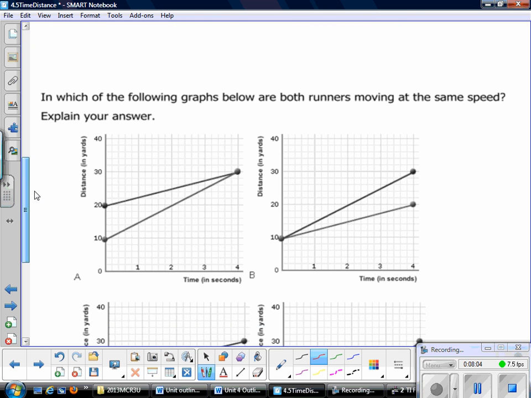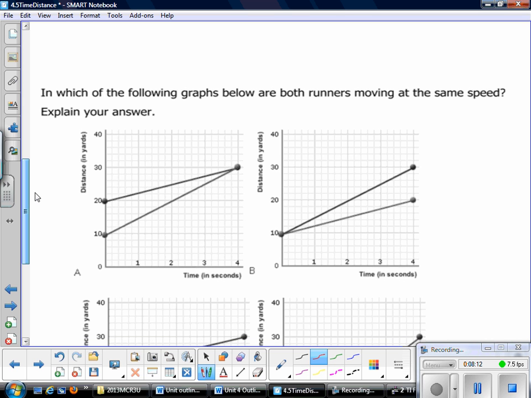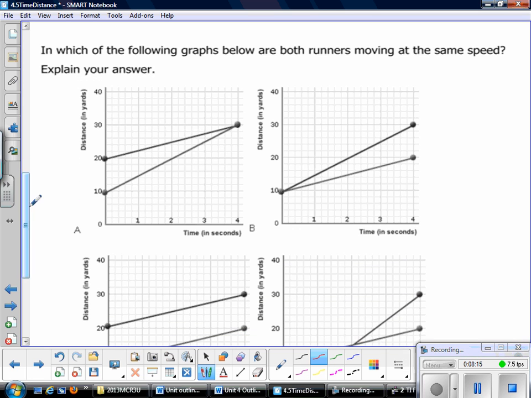It says, in which of the following graphs below are both runners moving at the same speed? Explain your answer. Okay, same speed. Well, let's just talk about each one of these graphs. This one started at 10, this one started at 20. They both ended up in the exact same spot at 4. So obviously one got a head start and still got there at the same time, so it can't be that one. Both of these started at 10. One got there faster than the other, so it can't be that one.